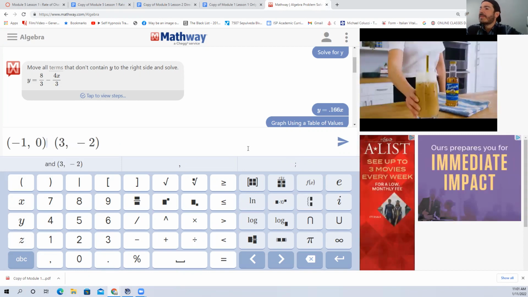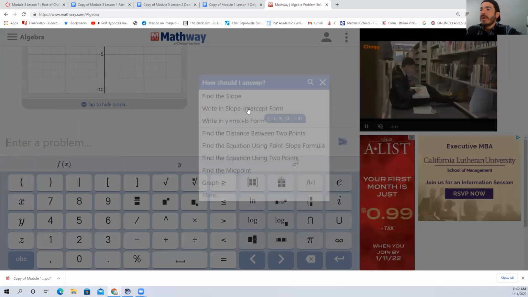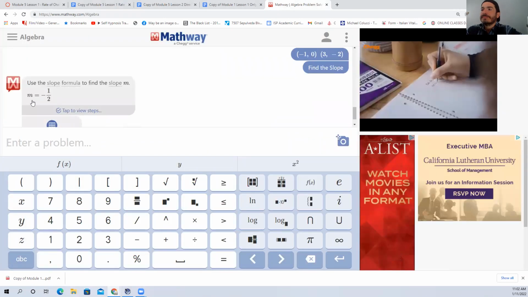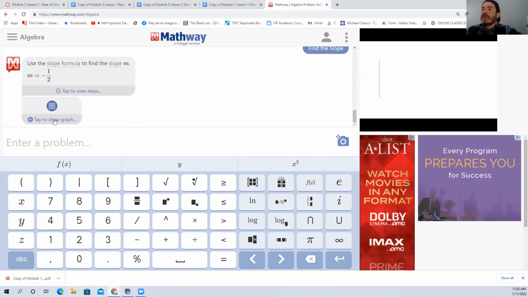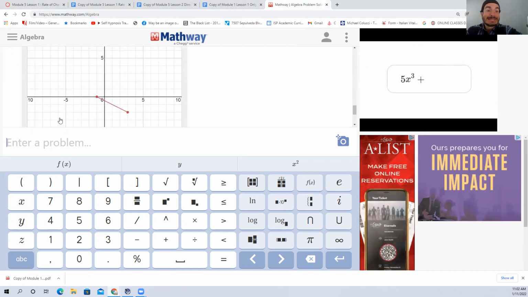Okay, so I just typed it in there. Let's see what it says. Find the slope. What? The slope is -2. Tap to see the graph. Oh my gosh. That's simple.